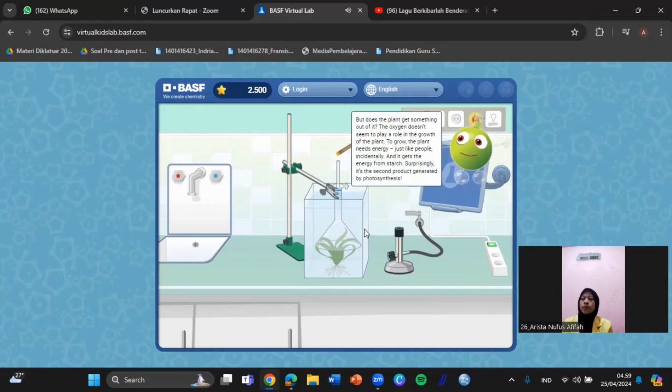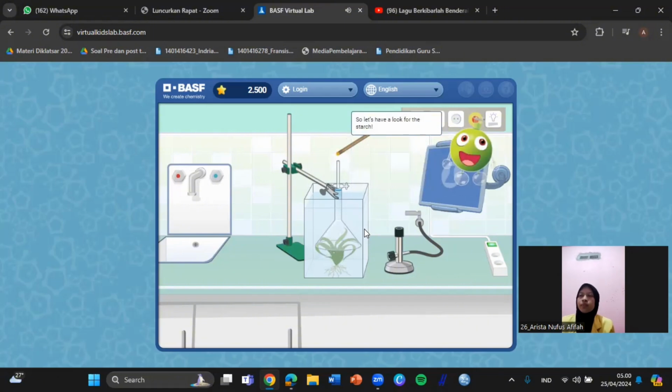To grow, the plant needs energy, just like people, incidentally. And it gets the energy from starch. Surprisingly, it's the second product generated by photosynthesis. So let's have a look for the starch.